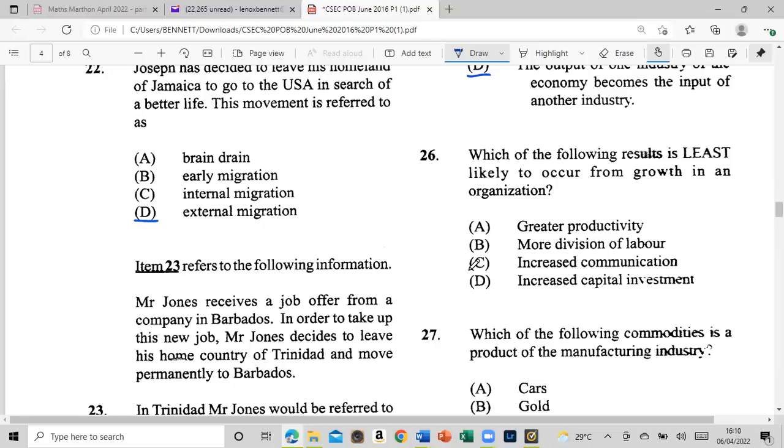Chatting not going away, guys, all right? Only in a relationship. Anyway, let me not get myself in trouble.